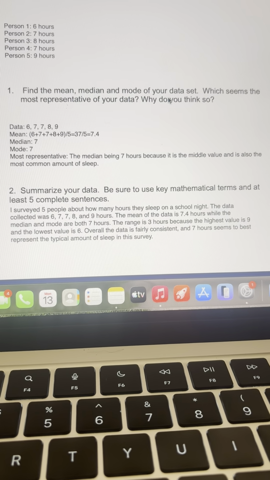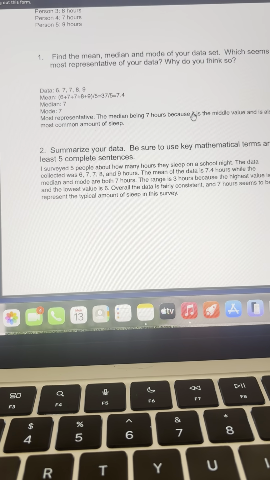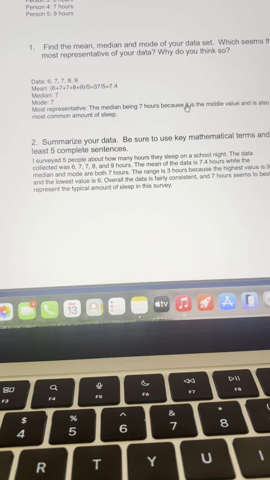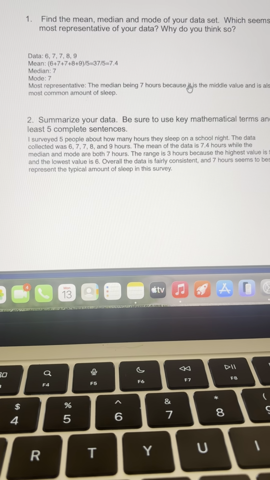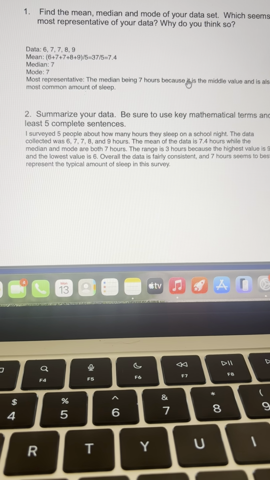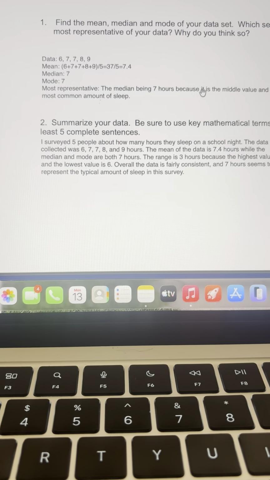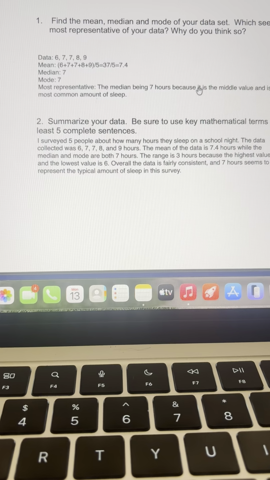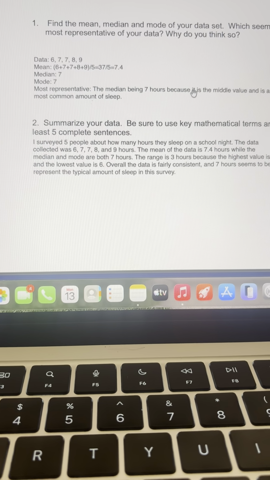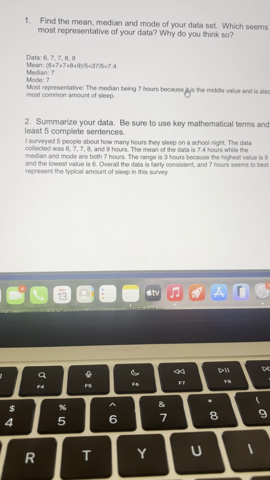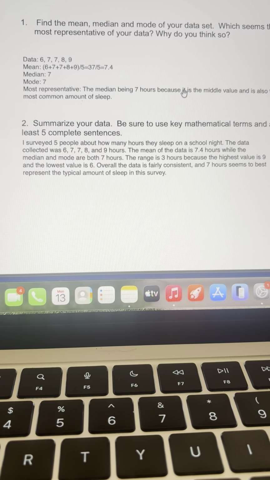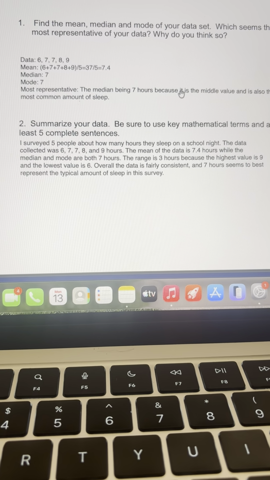And summarizing my data, I surveyed 5 people about how many hours of sleep they get on a school night. The data collected was 6, 7, 7, 8, and 9. The mean of the data is 7.4 hours, while the median and mode are both 7 hours. The range is 3 hours because the highest value is 9 and the lowest value is 6. Overall, the data is fairly consistent, and 7 hours seems to best represent the typical amount of sleep in this survey.